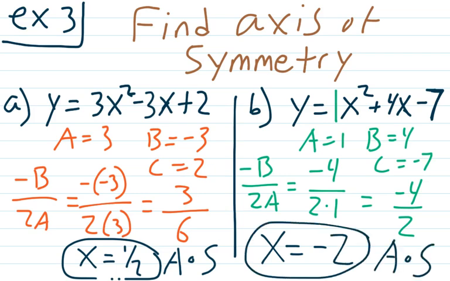So there you go. That's all you got to do for axis of symmetry. Use the formula, -b over 2a. You also use it to find the vertex, which you're going to do in the next video or 2.